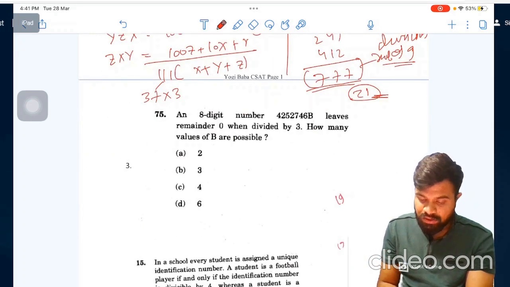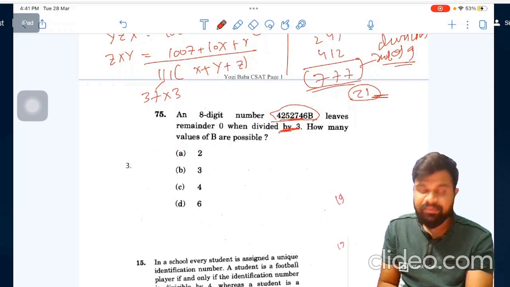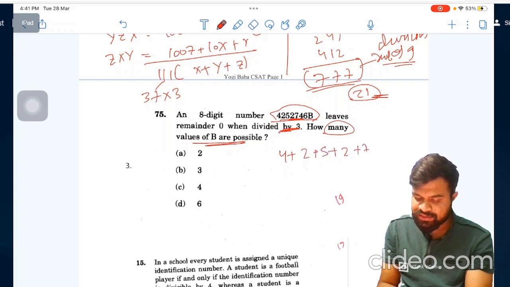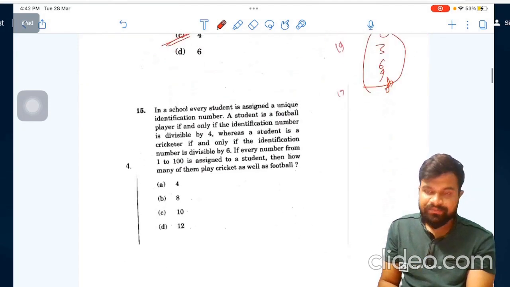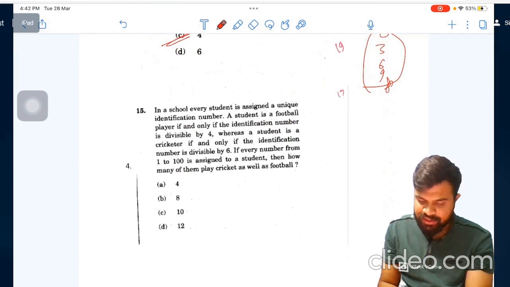Now this question I also discussed. If this number is divisible by 3, then how many values of b are possible? The sum of digits is 2 plus 2 plus 5 plus 2 plus 7 plus 4 plus 6 plus b. So this is 30 plus b. This 30 is already divisible by 3, so b can take 0, 3, 6 or 9. So there are 4 values that are possible. So these are the questions that I have already discussed.